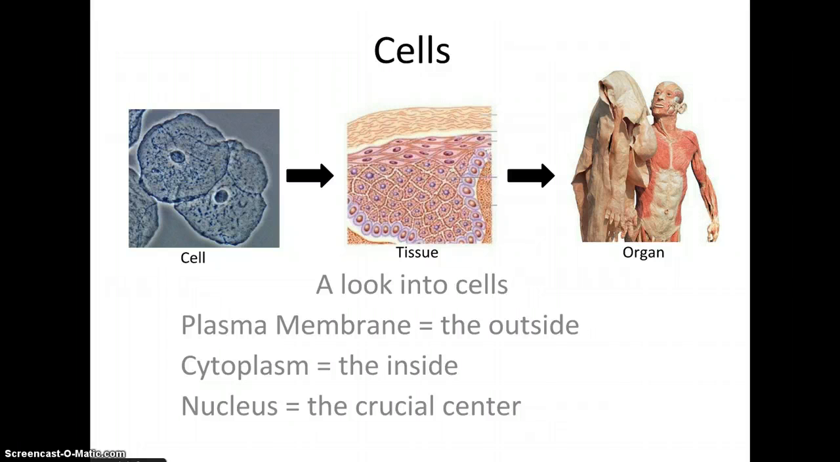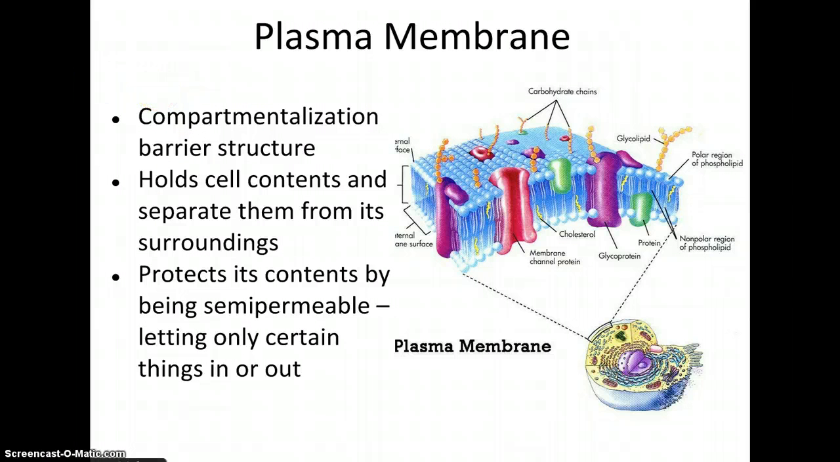So plasma membrane is the outside. So here you go, that's the outside. Cytoplasm is the inside. And the crucial center is the nucleus. So here we have the plasma membrane.